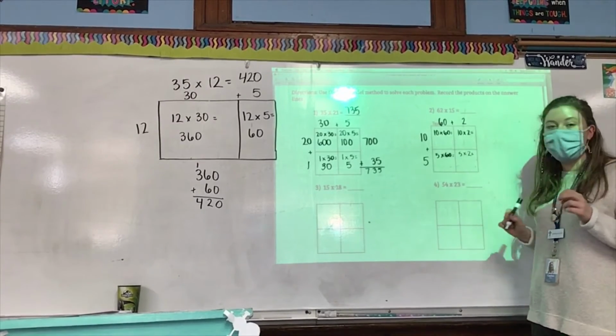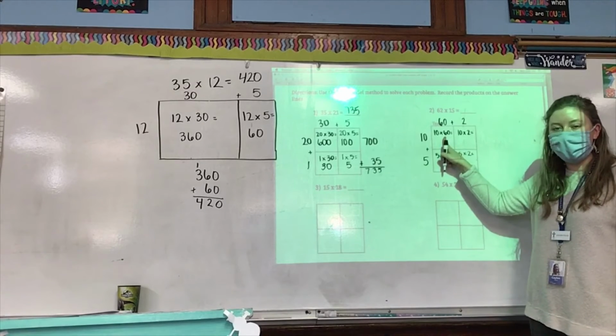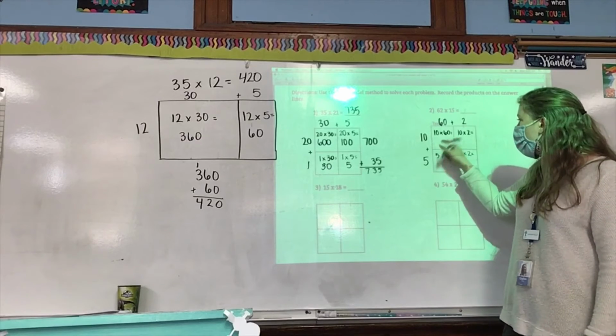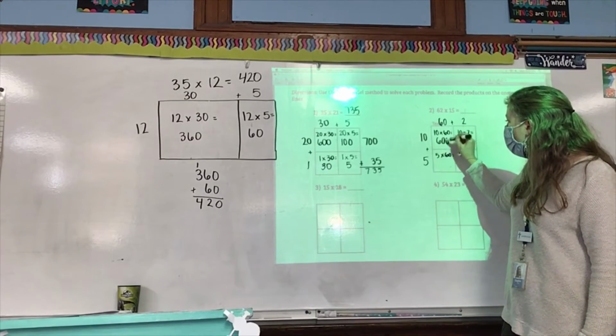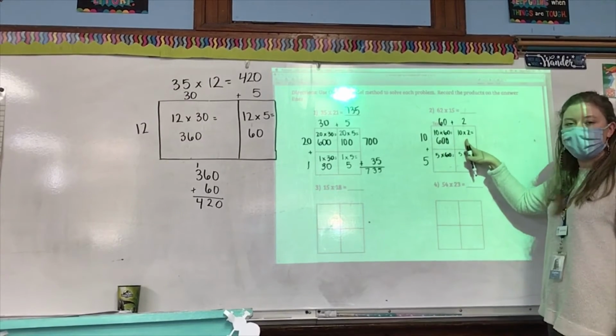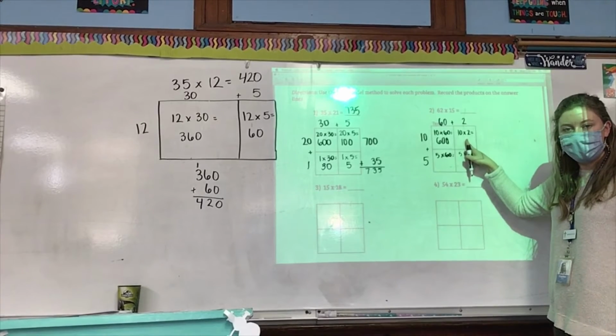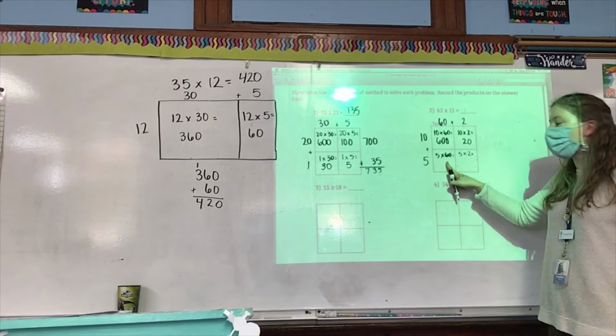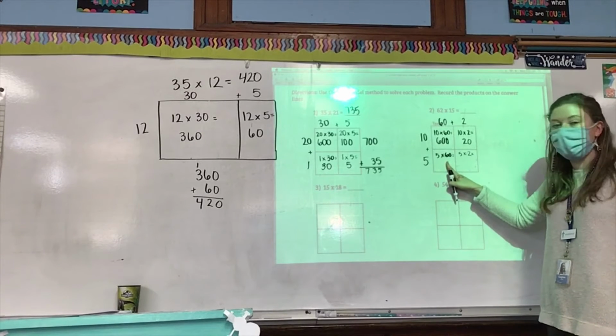Okay, let's go ahead and solve. Smith, using basic facts and patterns, 10 times 60 is what? 600. Using basic facts, 10 times 2 is what? 20. Using basic facts and patterns, 5 times 60 is what?